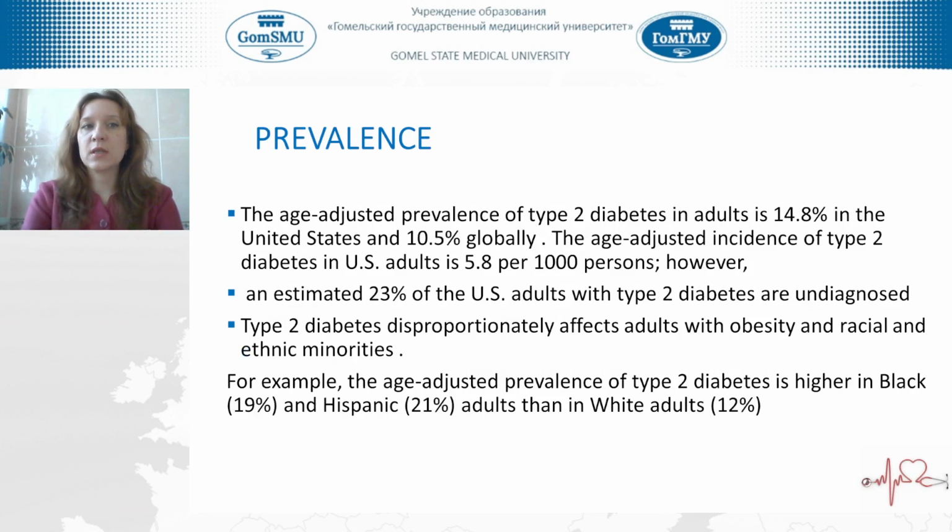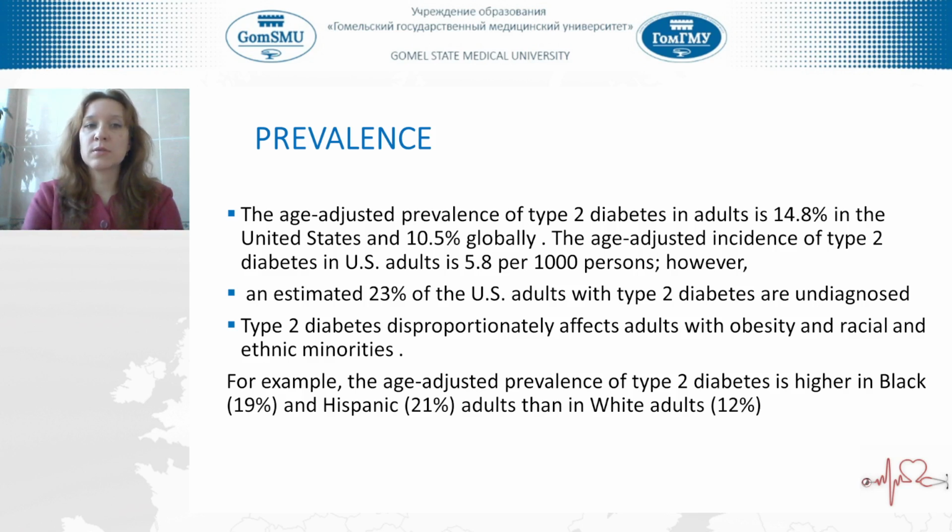Prevalence of type 2 diabetes in adults is about 15% in the United States and about 10% globally. The age-adjusted incidence of type 2 diabetes in United States adults is about 6 per 1,000 persons. An estimated 23% of United States adults with type 2 diabetes are undiagnosed.